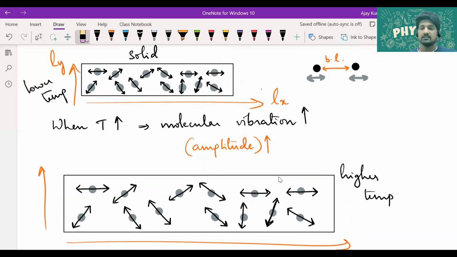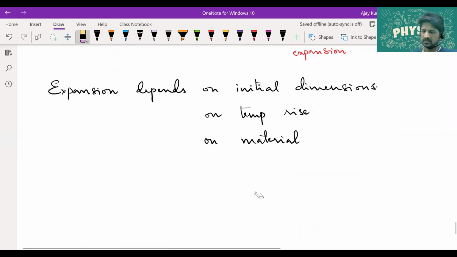So we define three different kinds of thermal expansion. Basically, it's just related to what you want to measure. If you want to estimate the final length, you call it linear expansion. If you want to estimate final area, you call it areal expansion. Okay. If you want to estimate volume, you call it volume expansion. Actually, all three will happen. Length, area, volume will all change. Based on which one you want to calculate, you will have to use a different formula. That's all. Now, expansion depends on initial dimensions, the rise in temperature, and the material.